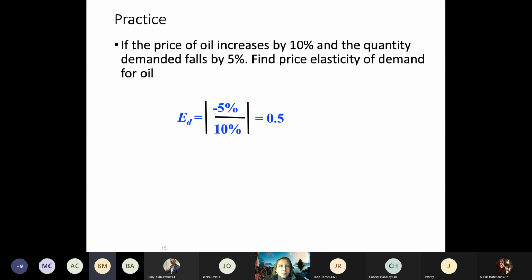One more example. If the price of oil increases by 10%, and the quantity demanded falls by 5%, we need to find the price elasticity of demand. That's straightforward. The percent change in quantity is 5, and the percent change in price is 10. So you divide one by the other, take the absolute value, and get 0.5. That's the number we saw for gasoline, right?